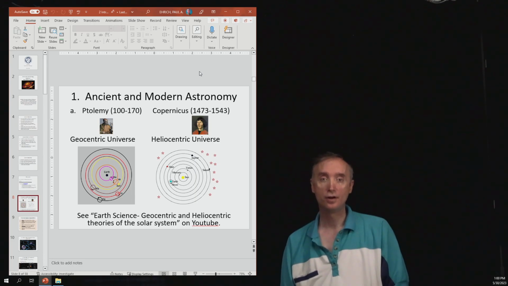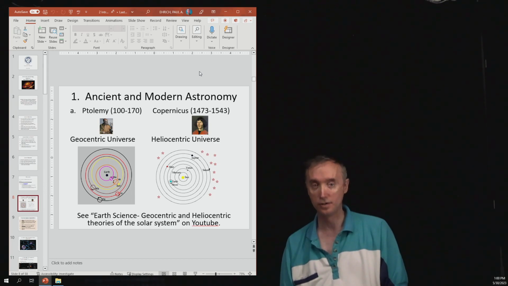And first thing you've got to know is the difference between the geocentric universe and the heliocentric universe. You should know the person who proposed each idea. It'd be Ptolemy, an ancient Greek, who put forth the geocentric universe, and Copernicus, who put forth the heliocentric universe. Geocentric means that the Earth is the center of the universe, and heliocentric means that the Sun is the center of the universe.